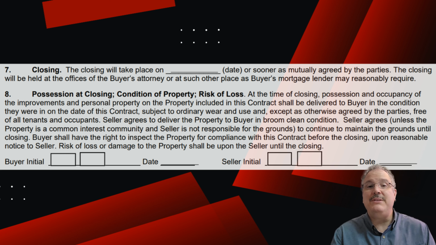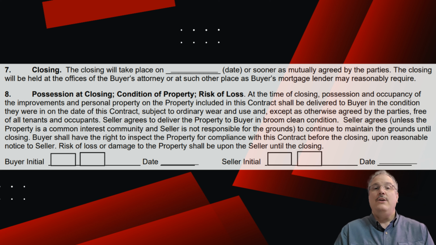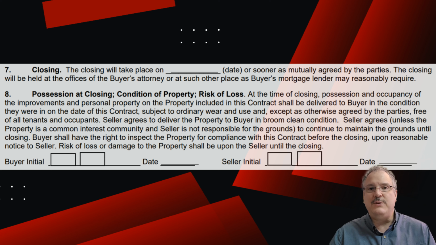Section 8 talks about possession at closing and the condition of the property at closing too. Okay. So there's a number of times you're going to see this property. The first time is going to be the first initial showing. Now we may have a second showing. We'll probably also have an inspection because I always highly recommend an inspection, right? And then typically you don't see the property again until the final walkthrough.